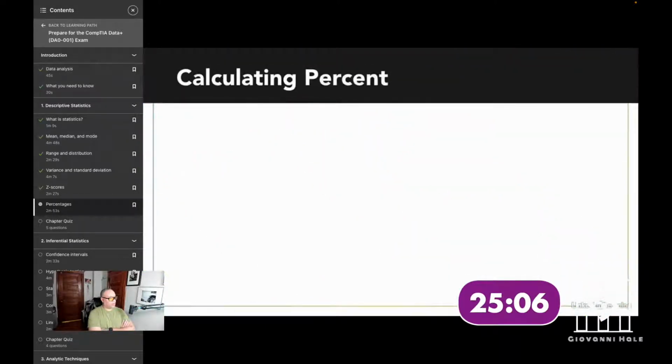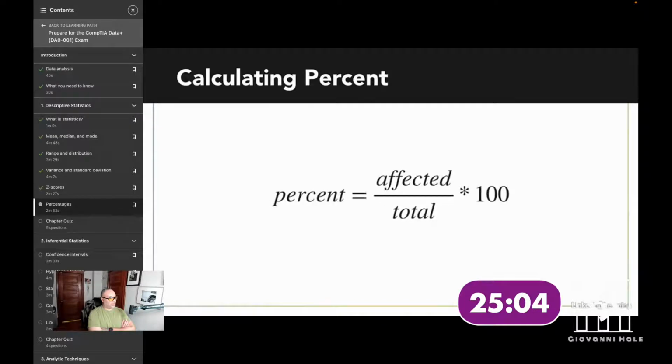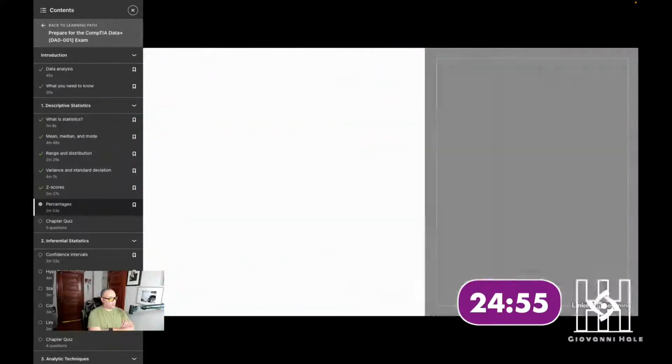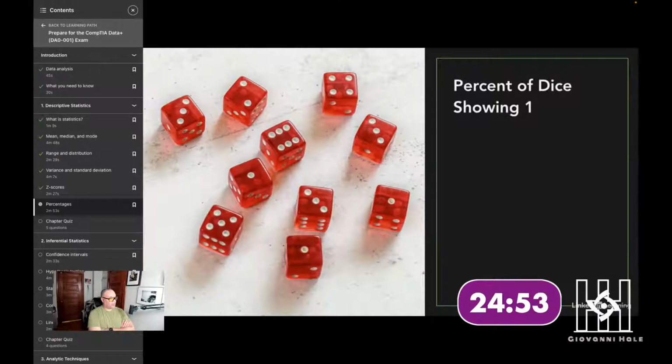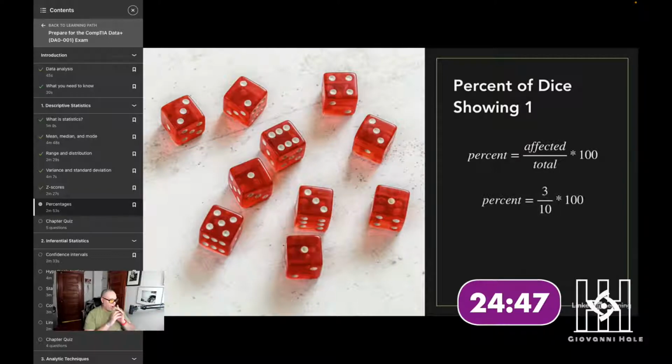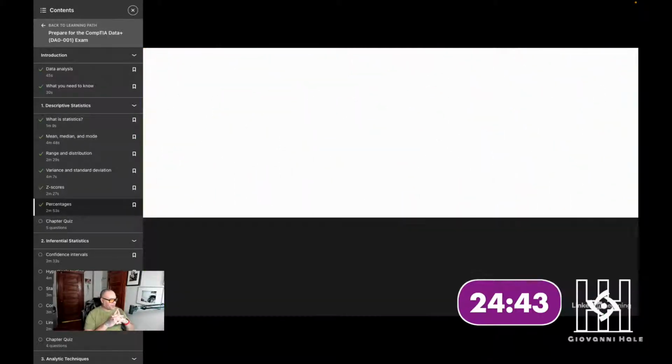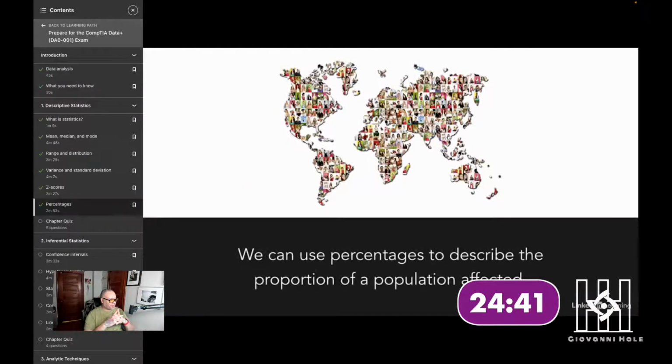When we calculate a percent for our measure, we take the number of items that are affected and divide that by the total number of items. We then multiply that value by 100 to get the percentage. For example, suppose that we rolled this set of 10 dice. We can look at these results and see that 3 of the dice are showing the number 1. That's 3 out of 10, or 30%. We very often use percentages to describe the proportion of a population that has a certain characteristic.